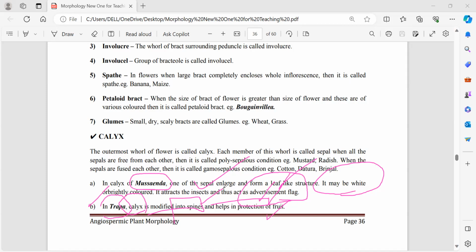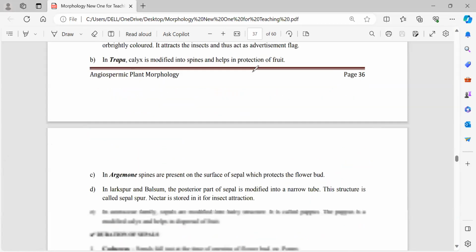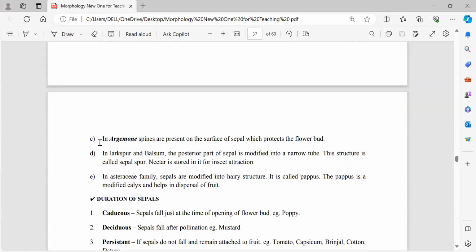जो thin, sharp, apically pointed like structures होते हैं, वो क्या रोल करते हैं? They help in protection of fruit. So this condition we call as the sepals have modified into spine-like structures. Now coming to another part of this topic, we have another example. In Argemone, spines are present on the surface of sepal, which protect the flower bud. यानी these are various variations of the calyx.